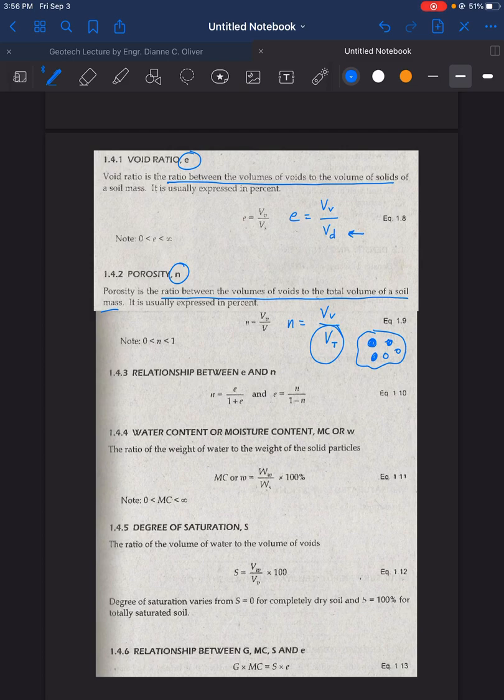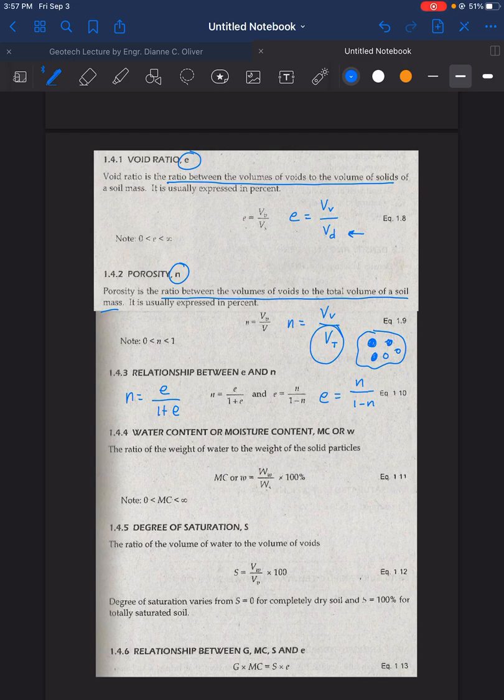Now the relationship between the void ratio e and porosity n is that we can see in the formula, n is equal to the void ratio all over 1 plus e. So n is equal to e over 1 plus e. For the void ratio, we have porosity n over 1 minus n. Okay?